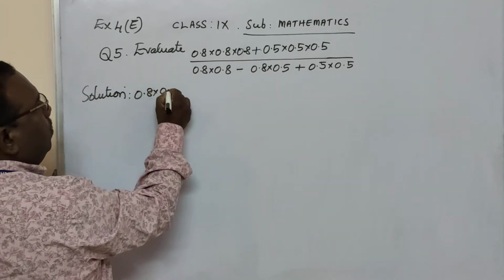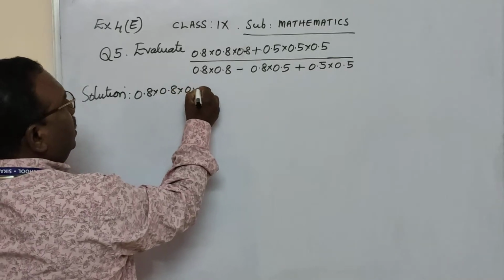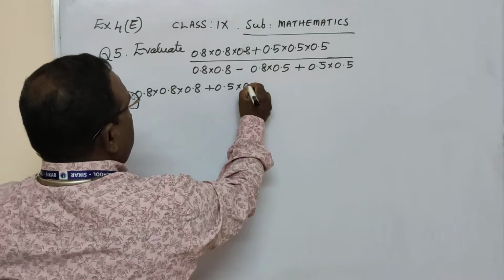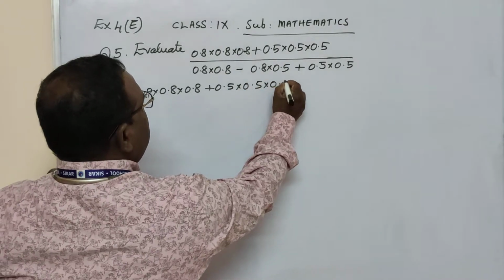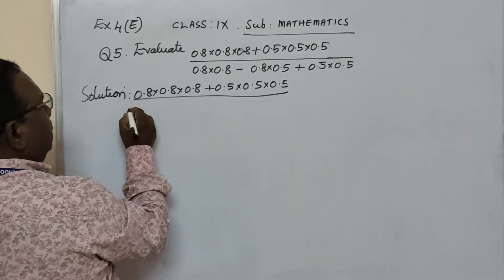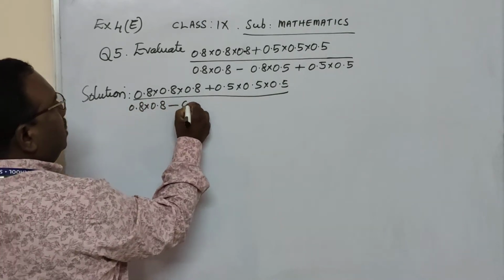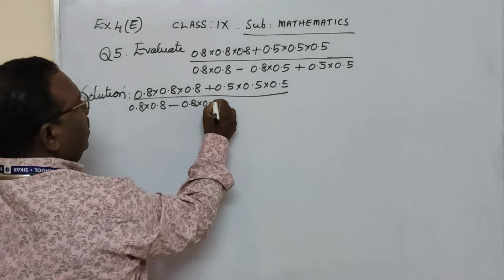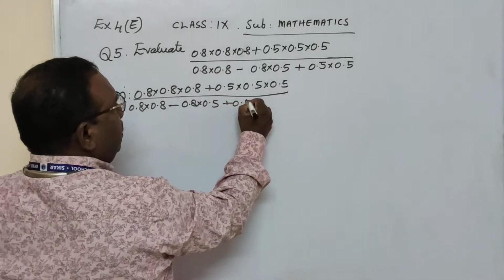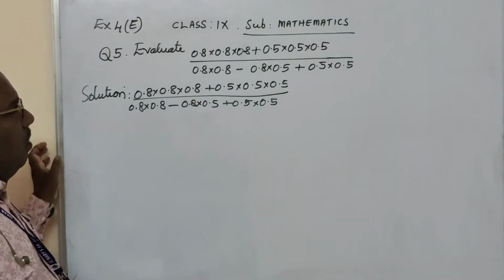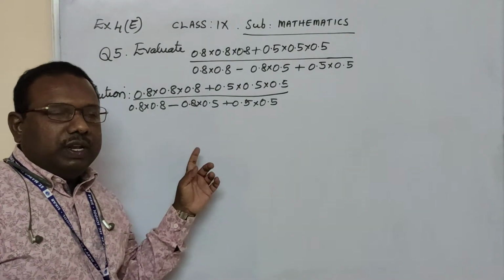0.8 into 0.8 into 0.8 plus 0.5 into 0.5 into 0.5 divided by 0.8 into 0.8 minus 0.8 into 0.5 plus 0.5 into 0.5. Now what I am going to do, look at the board very carefully.